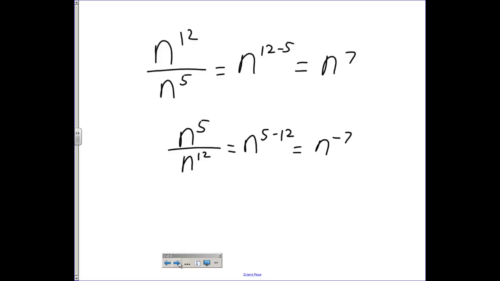And technically, that's what it would equal, unless your expected response would be to have no negative exponents. Now, if we wanted to, we could call this 1 over n to the positive 7th, because that is the reciprocal equivalency of n to the negative 7th.